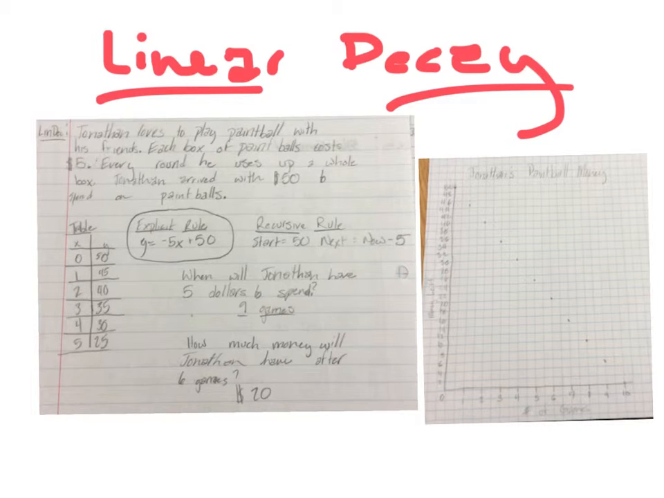The second question is, how much money will Jonathan have after 6 games? And you can see this by going to the graph again and going over to 6 and up to the dot you see and going over to see that he will have $20 left.